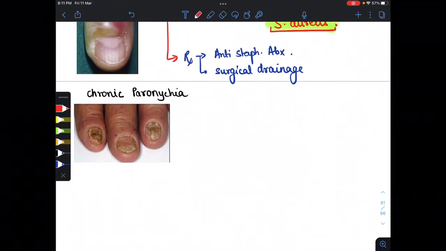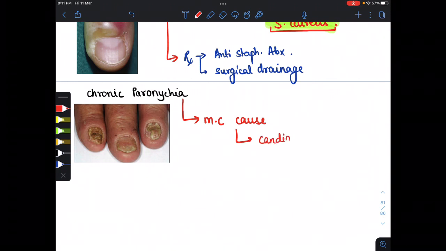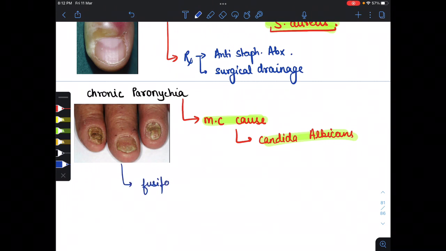Now in chronic paronychia, if someone asks what is the most common cause, it is Candida albicans. Please remember it. The most common cause of the chronic one is Candida albicans, and of the acute one, Staph aureus. In chronic paronychia, inflammation goes on for approximately 3 months continuously, so there is fusiform swelling of the nail folds.